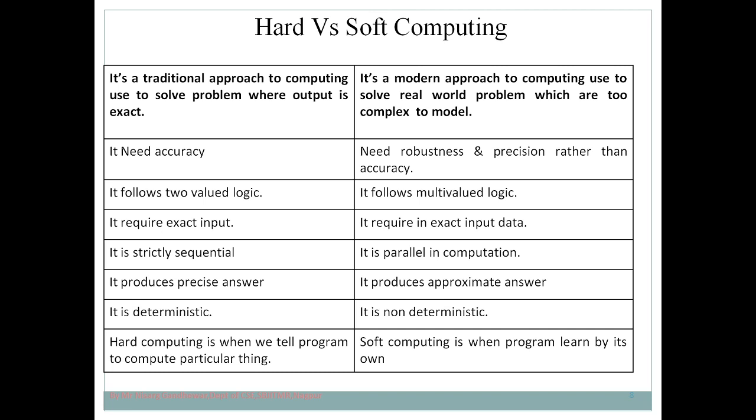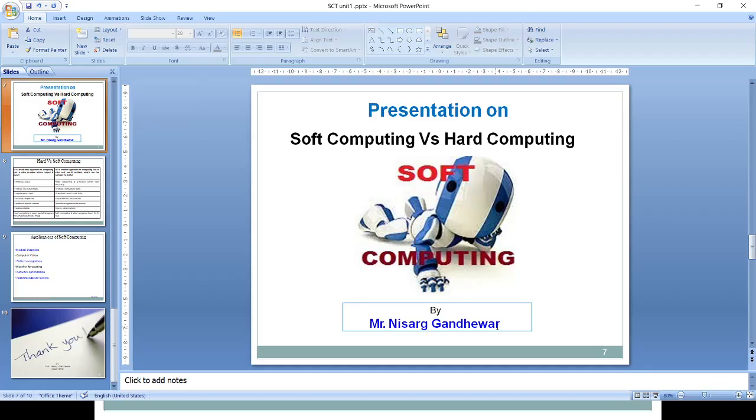Then hard computing produces a precise answer, meaning an exact answer, whereas soft computing works on approximate answers. Hard computing is deterministic, whereas soft computing is non-deterministic. And the final point is that in hard computing we tell a program to compute a particular thing, but in soft computing the program learns on its own, as in machine learning, where the machine has the ability to learn by its own.